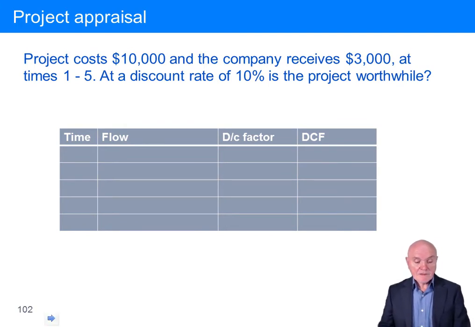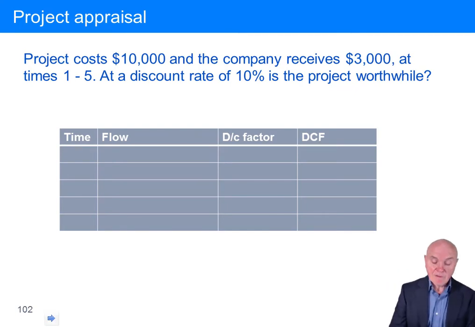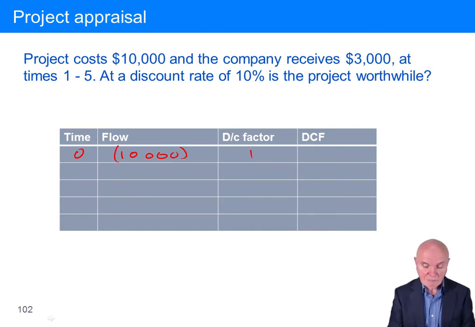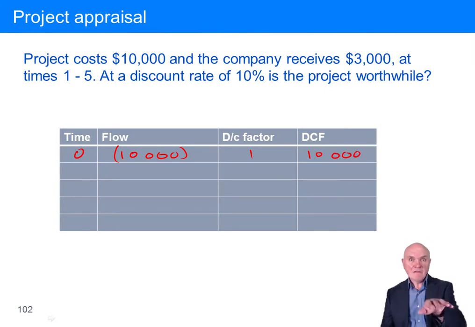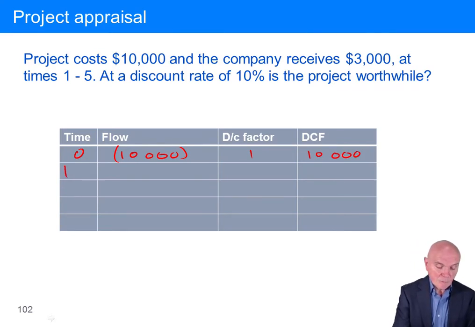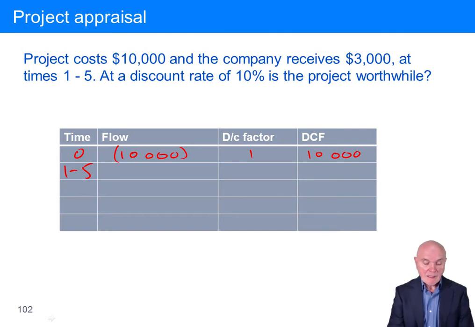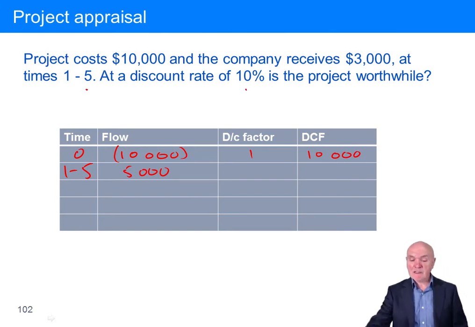This, again, is where annuities can become extremely efficient. So here we have one other example. The project costs 10,000, so at time naught we have 10,000 going out. The discount factor is 1 because it's happening now. Then rather than write out 5 lines, each with the 5,000 coming in, we say it's years 1 to 5, and it's 5,000 coming in. What we want is a 5-year 10% cumulative discount factor.